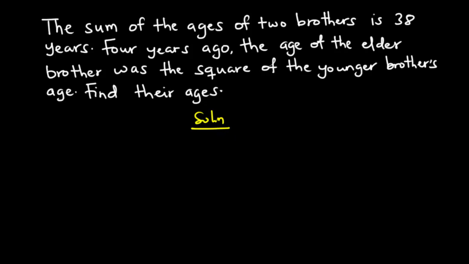Now let's take some key notes or key points from the question. The sum of the ages of two brothers is 38 years. And then we have the idea that there is the younger brother and the elder brother. Now let's represent the younger brother's age with the variable x, and then the elder brother's age with the variable y.